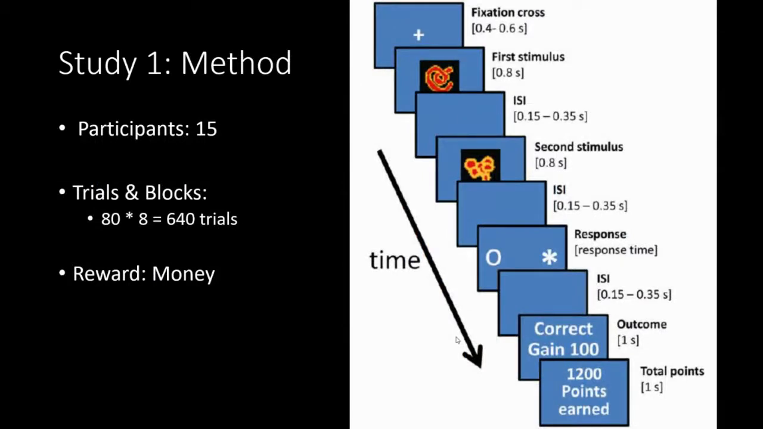This is the task that we used. You can see that we presented the two stimuli in a sequence. Everything was counterbalanced or randomized, so that was controlled. And only one of these two stimuli was related to the correct response, asterisk or circle. And if you make the correct response, you get your points in the outcome. It's actually quite simple. And the reward was money.